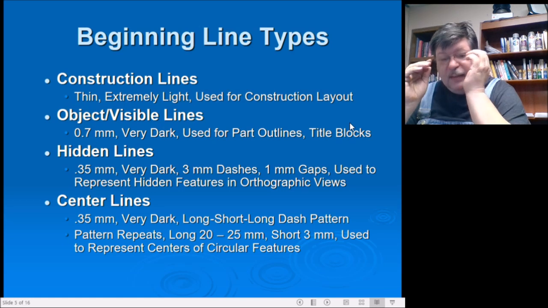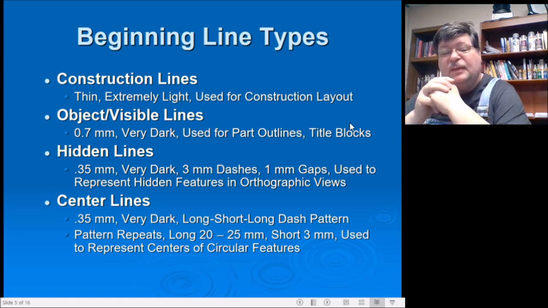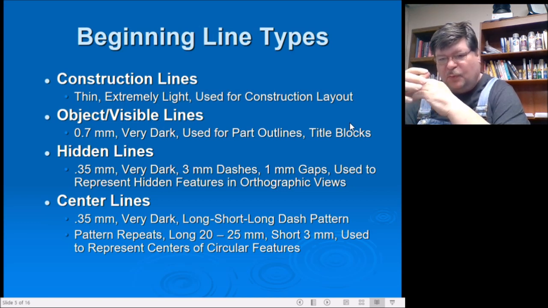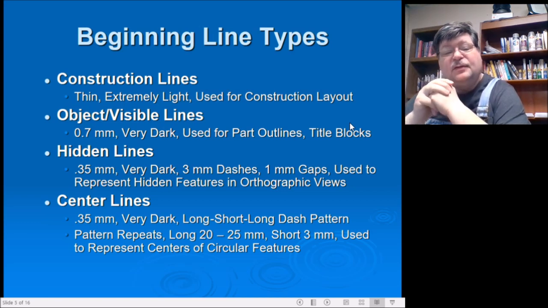Notice that hidden lines are 0.35 millimeters wide, object lines 0.7. I'm not going to take a micrometer and measure your line widths, but basically you should be able to tell that some are wider than others. So hidden lines and center lines are thin but dark, object lines are thick but dark, and construction lines are thin and light. So light and thin that if you don't want to erase them, you don't have to.